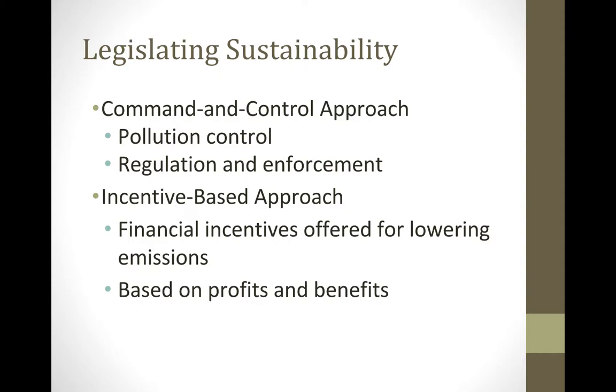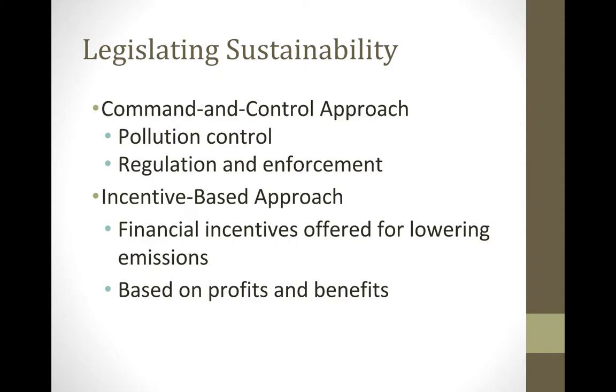All right, finally, let's go on to talking about how we legislate sustainability. How do governments try to get companies and people to do the right thing as far as protecting the environment? There are two main approaches that are explained in your textbook. The first one is called the command and control approach. Basically, this is pollution control, and it's done through regulation and enforcement.